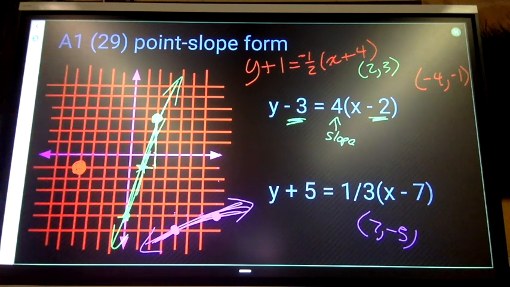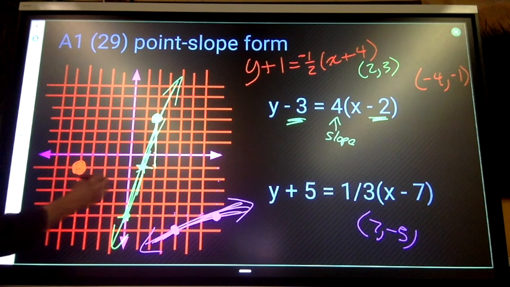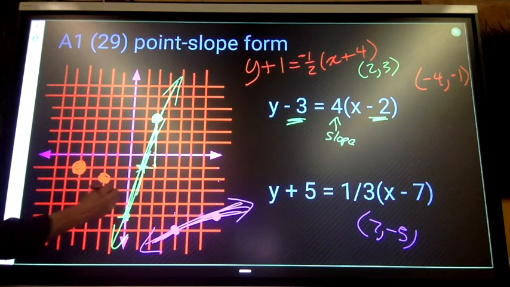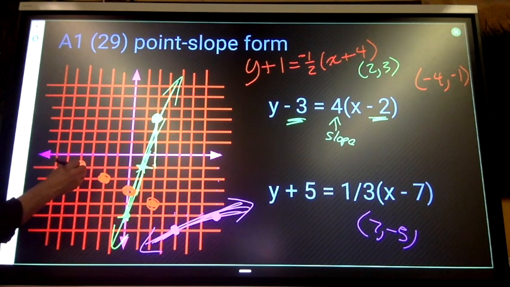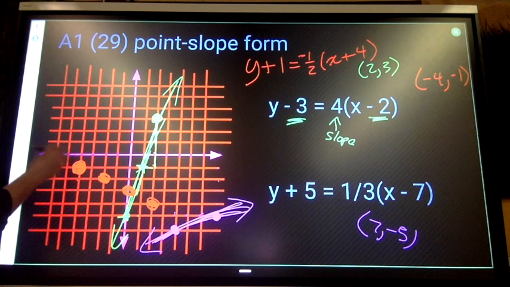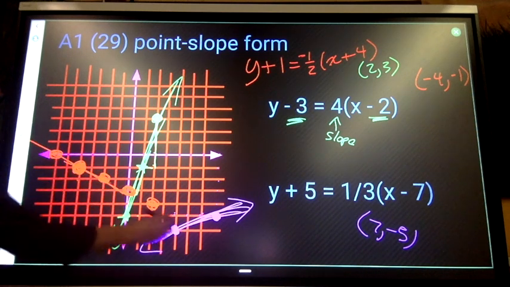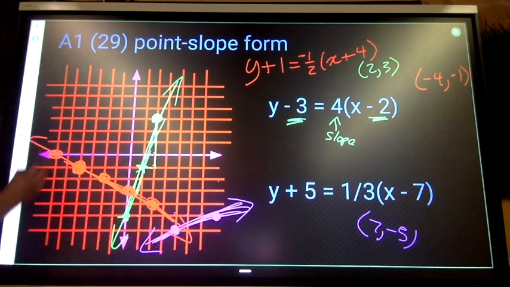And then my slope is negative 1/2, which means I go down 1 for every 2 that I go forward. Down 1, forward 2. Down 1, forward 2. Or if I was going backwards, up 1, backwards 2. Right? That's how you can graph a line given to you in point slope form.